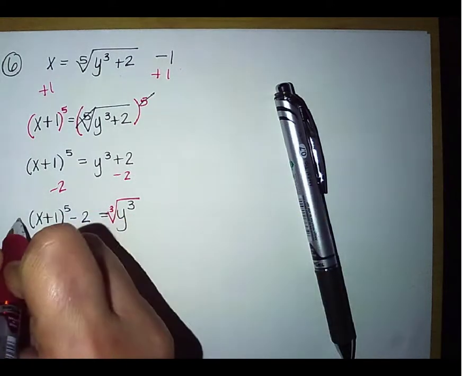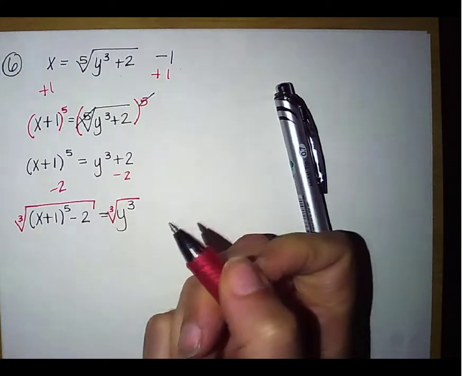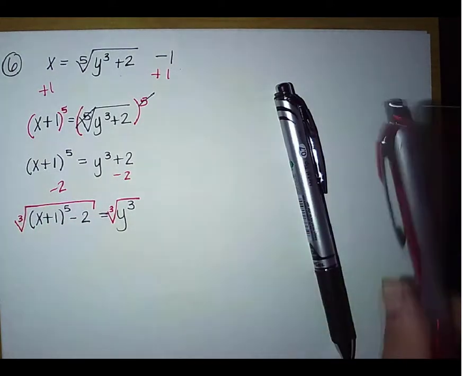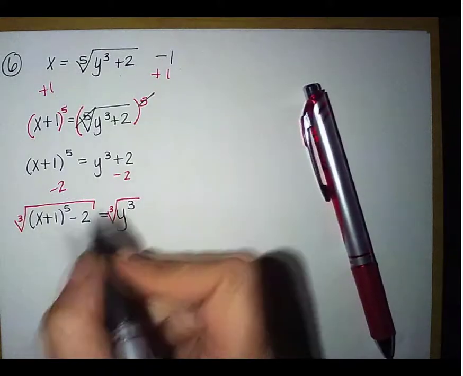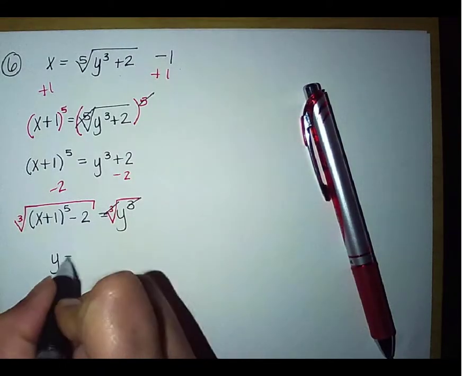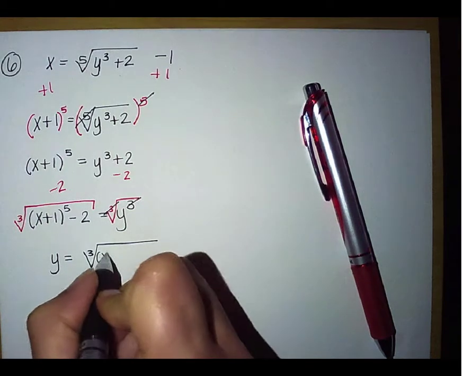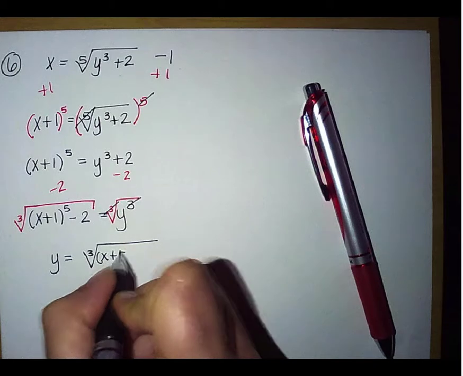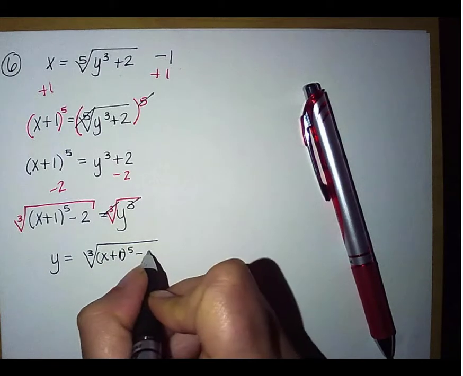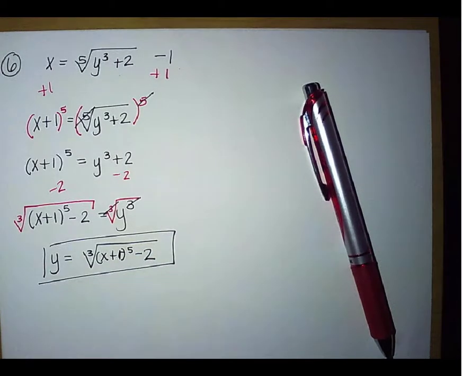Make sure when you do the cube root over here on the left-hand side that you do include every single part of that left-hand side underneath our root. So over here, the root and power are going to cancel. So we get y equals the cube root of (x plus 1) to the 5th power minus 2. And this would be our answer for our 6th problem.